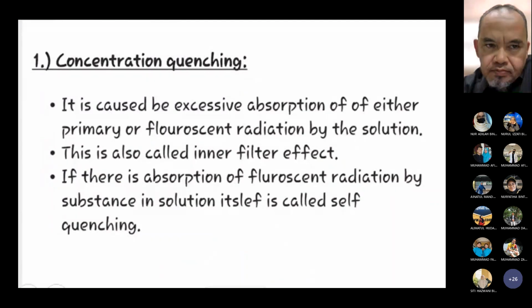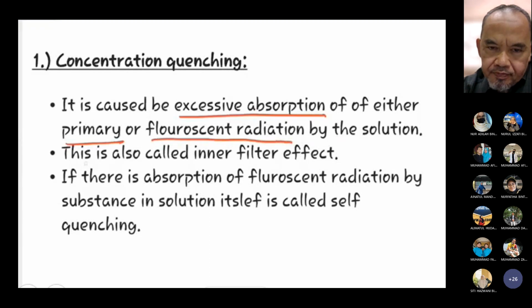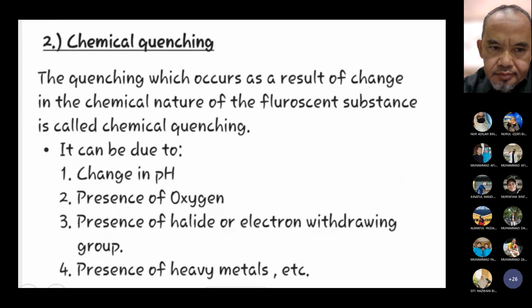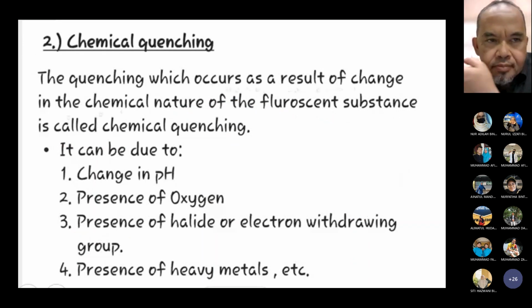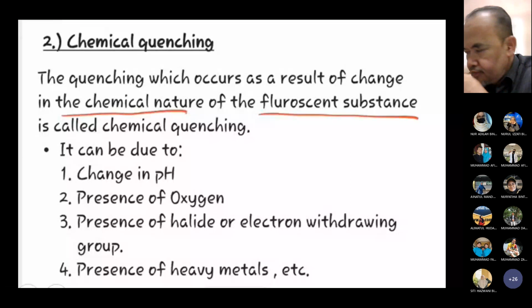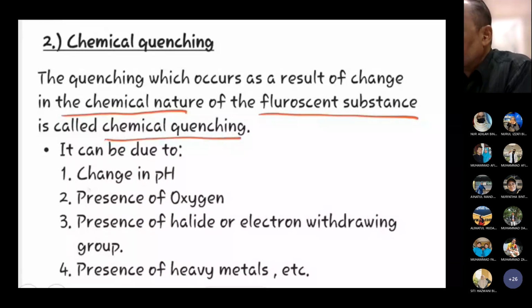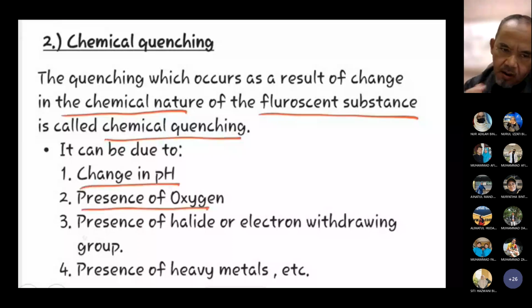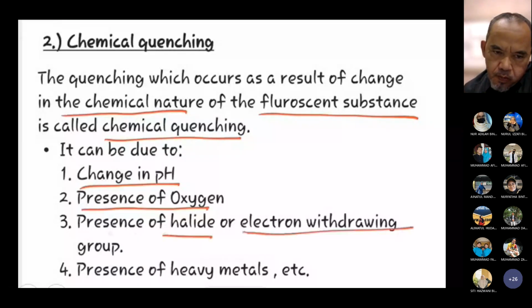Now let us see in detail what is concentration quenching. It is caused by excessive absorption of either primary radiation or fluorescent radiation by solution itself. This is also called inner filter effect. And sometimes if there is absorption of fluorescent radiation by substance in the solution itself, then it is called self-quenching. Now let us see what is chemical quenching. The quenching which occurs as a result of change in the chemical nature of the fluorescent substance is called chemical quenching. It can be due to change in pH, presence of oxygen, presence of halide or electron withdrawing group, or presence of heavy metals, etc.